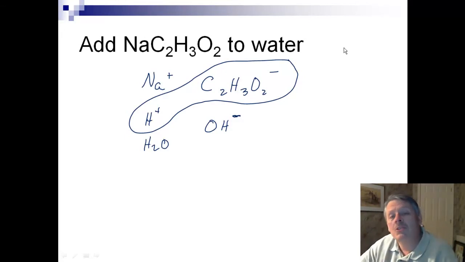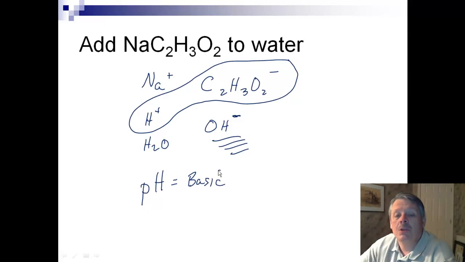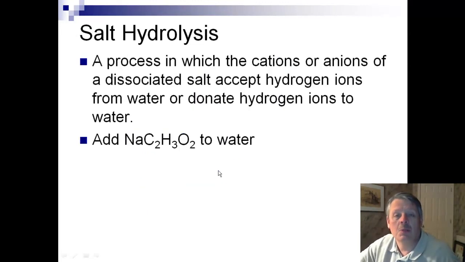So what's left over in the water? Well, what's left over in the water is OHs. So if we add sodium acetate to water, this actually is not going to have a pH of 7. It's going to have a pH that is basic. And that is what salt hydrolysis is all about.